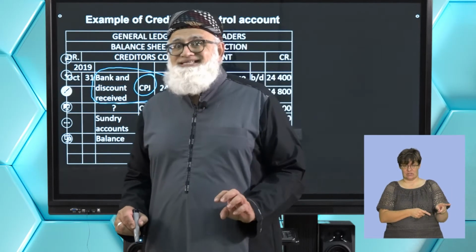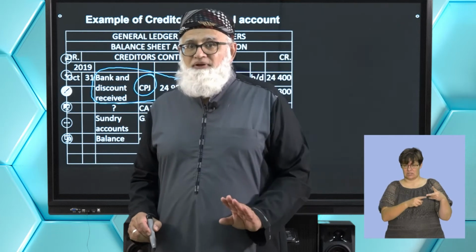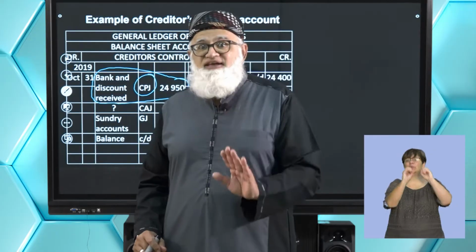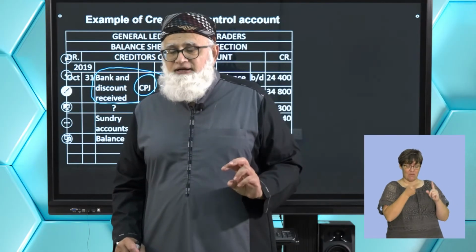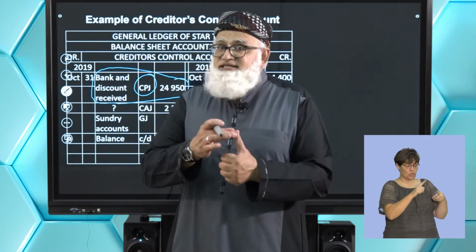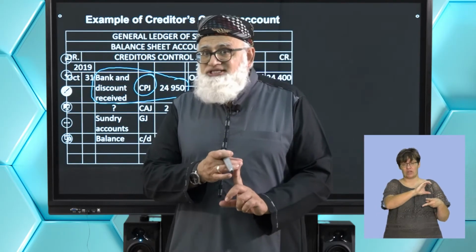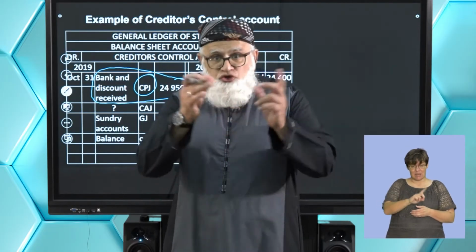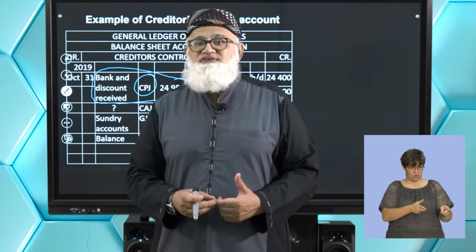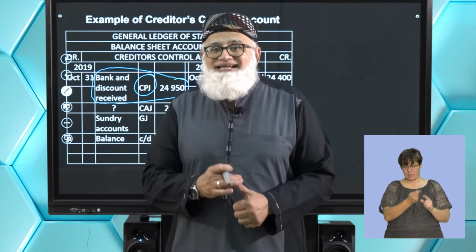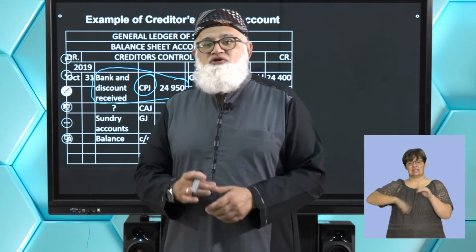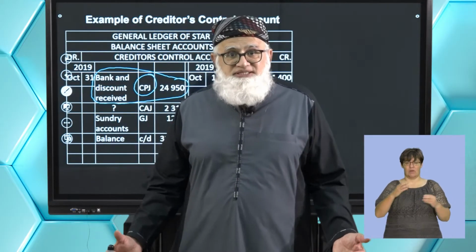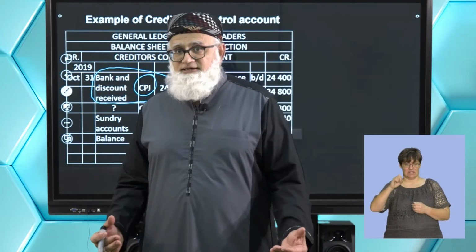Now you come to the discount. The discount, people, has absolutely nothing to do with bank. When you're receiving a discount from your creditor, your two accounts are creditors control and discount received. It's a debit to creditors control to reduce it. You owe them less. You are receiving a discount. And you're crediting discount received because it's an income account and it's going to increase the owner's equity. Therefore, it is credited. Clear?